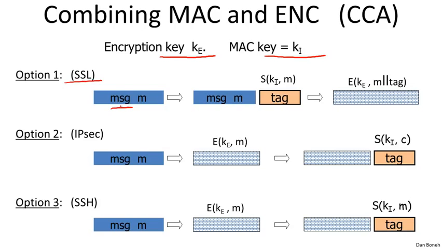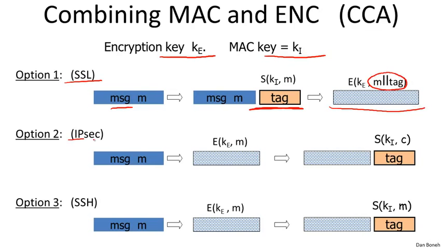Basically, you take the plaintext M, and then you compute a MAC on the plaintext M. So you use your MAC key, KI, to compute a tag for this message M. And then you concatenate the tag to the message, and then you encrypt the concatenation of the message and the tag. And what comes out is the actual final ciphertext. So that's option number one.